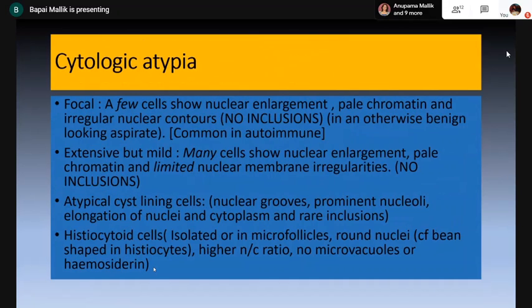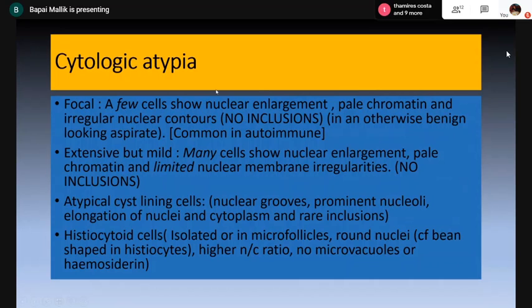So what exactly do you mean by cytological atypia? When you say cytologic atypia, it can be either focal or it could be extensive but mild. So what exactly is focal atypia? In a focal atypia, few cells show nuclear enlargement, pale chromatin and irregular nuclear contours. In extensive but mild, many cells show the same thing. So there is no difference from that angle. There is also no difference from the angle of the fact that in neither of them are inclusions allowed. So if you see inclusions, you don't call it AUS.